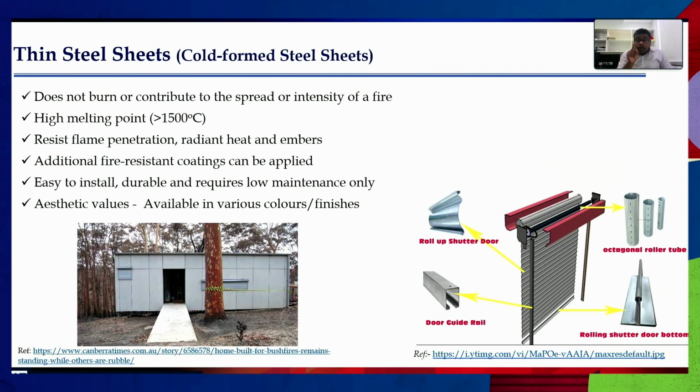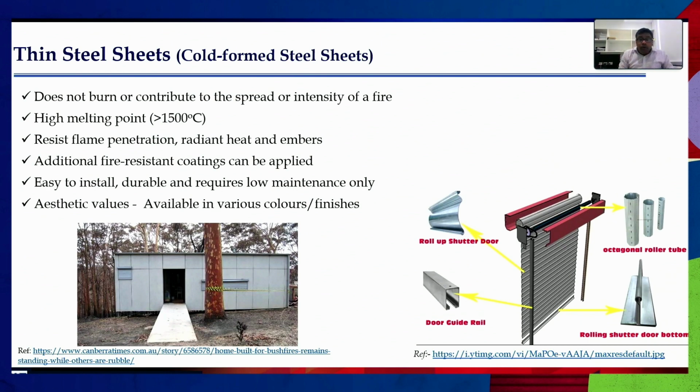One of the good materials that we could use for bushfire protection is thin steel sheets. What I'm talking about is like 1.2 millimeter cold formed steel sheets. Of course we know that steel will not burn, it will not spread fire, and it will not make the fire intense. And it has a very high melting point, about 1500 degrees Celsius. It also resists the flame penetration, stops or delays the radiant heat transfer, and protects the building's inside components from embers. Say if a glass cracks, the embers can go over, but the steel sheet won't crack. So it will stay there and protect the glass panels from embers.